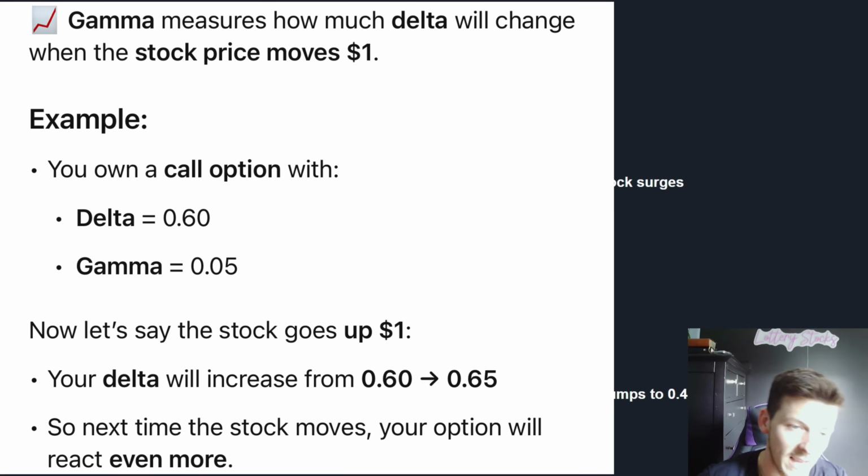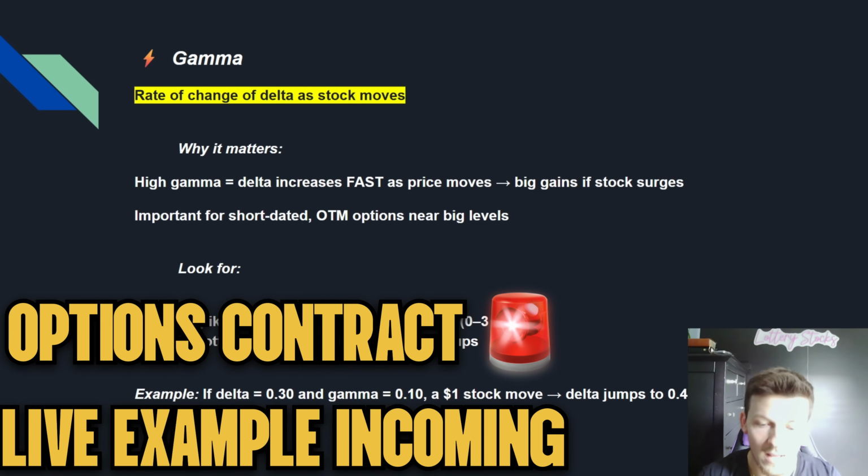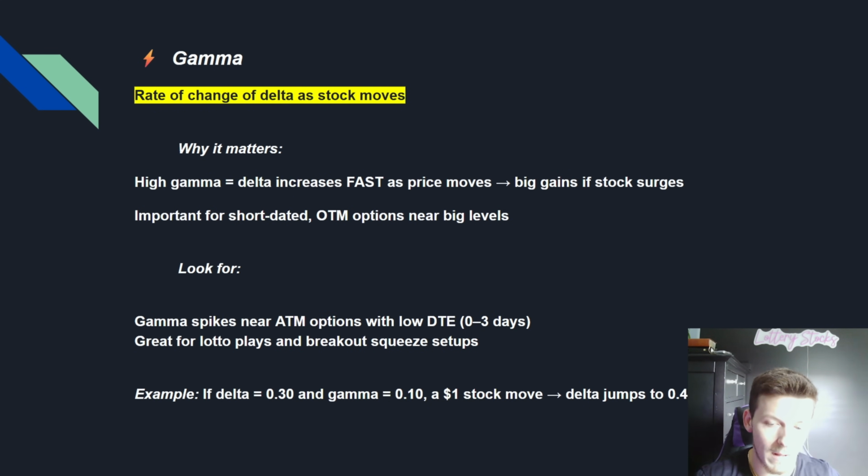This means big gains if stock surges, and it's important for short dated out of the money options near big levels. So what you want to look out for is gamma spikes near at the money options with low DTE, which is great for lotto plays and breakout squeeze setups. So if delta is 0.3 like we talked about and gamma is 0.1, on a $1 stock move, delta jumps to 0.4. Again, this is going to be complicated in your head, but what you want to do is simplify it, and these are more of the optionality things to look at.